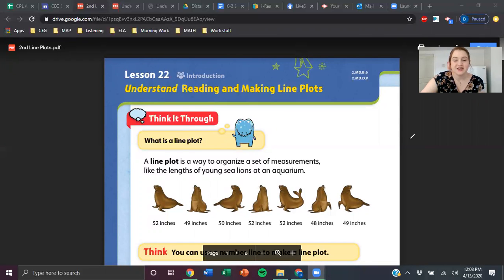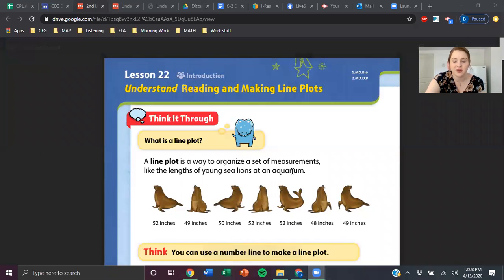Great. Take a look with me at this box that says think it through. The question is, what is a line plot? Now, a line plot is a way to organize a set of measurements, okay? And a set of measurements could be something like the lengths of young sea lions at an aquarium.